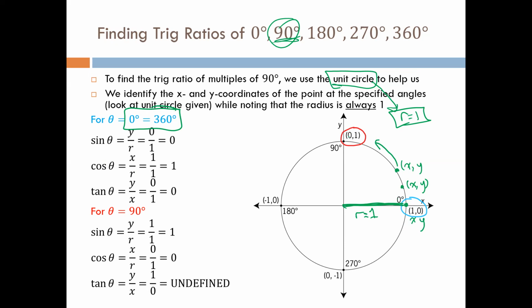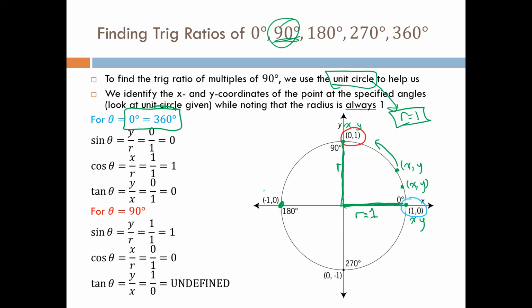If I go to 90 degrees, what I notice is that I have the point 0 and 1. And again, why is the point 0 and 1? Well, we can just do a little graph here. Hopefully you can see it. The radius is still going to be 1 all the time. The x-coordinate in this case is going to be 0 because the horizontal distance from the origin is 0. And the vertical distance from the origin is 1. So this is going to be my y-coordinate there.